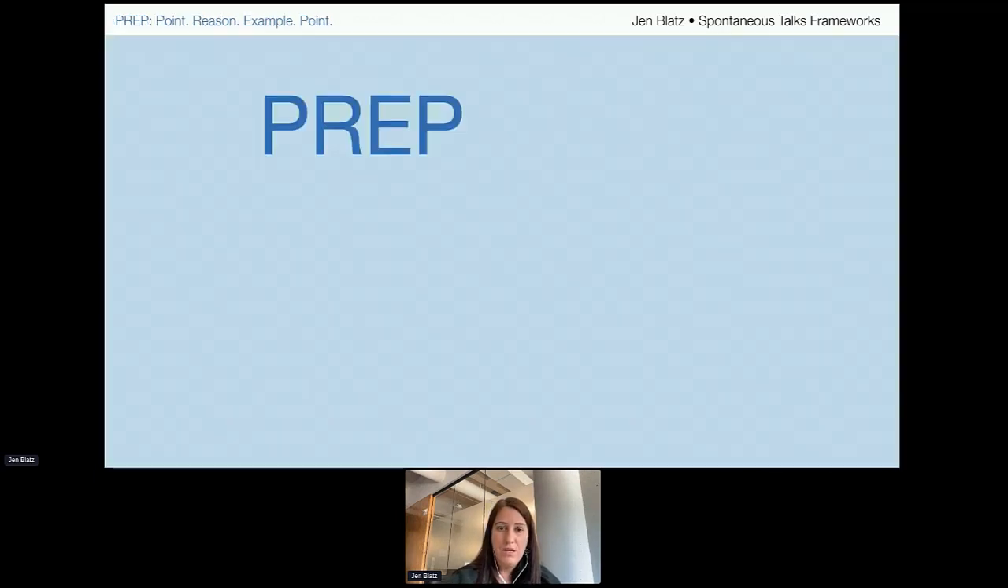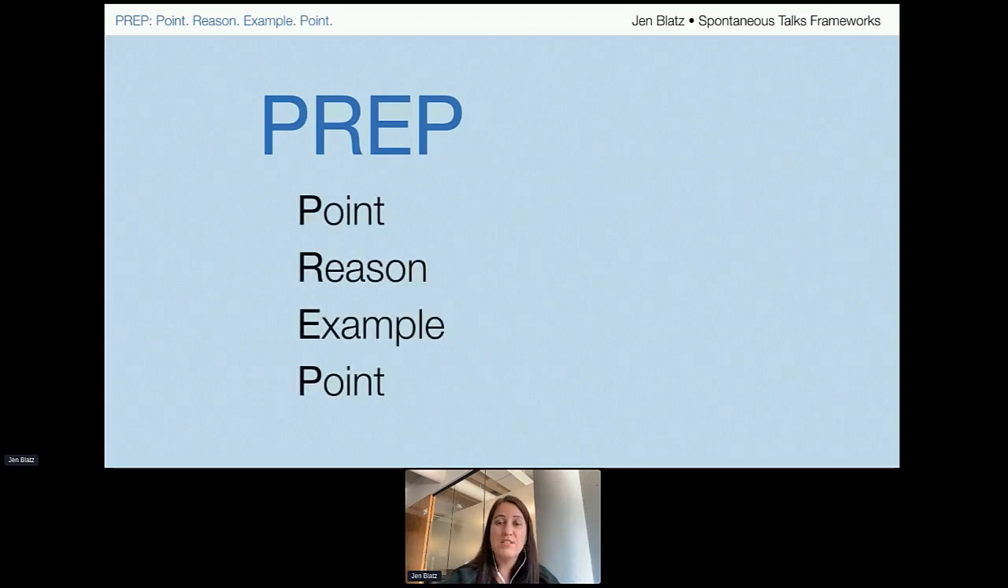So this next one I want to talk about, I know we're bouncing through a lot. That's the point. We're going to learn a lot about different frameworks. So this next one is PREP, and this stands for point, reason, example, point. So with this nice little framework, you start with stating your point. And that's basically just a matter of fact, here's my point of view.